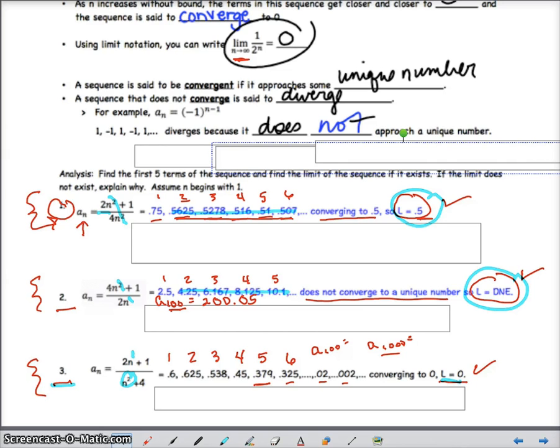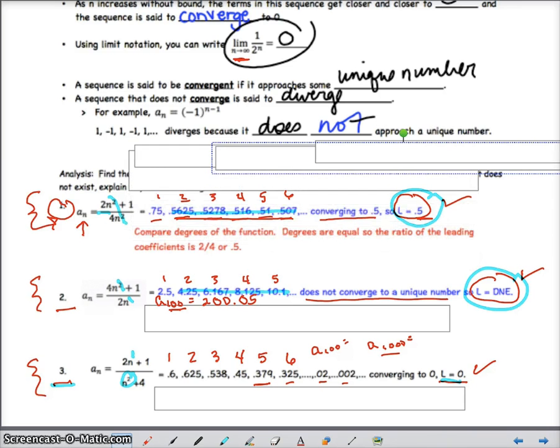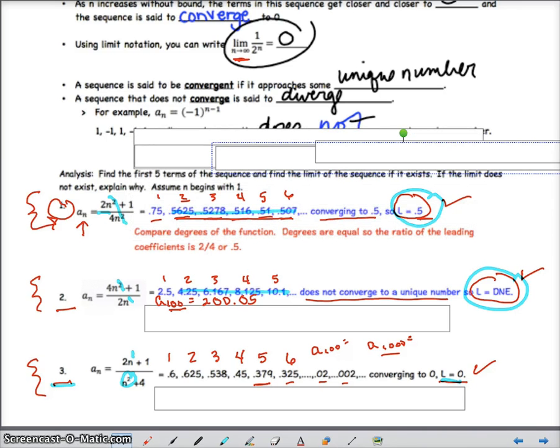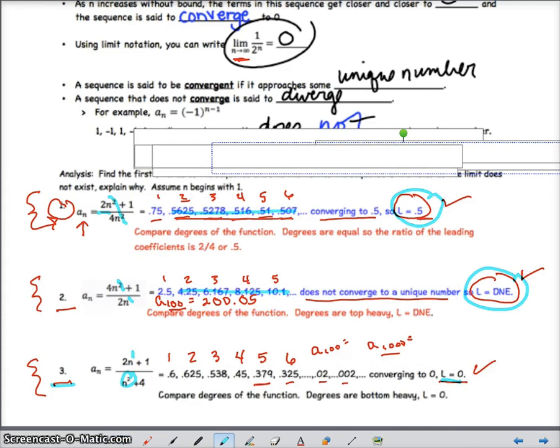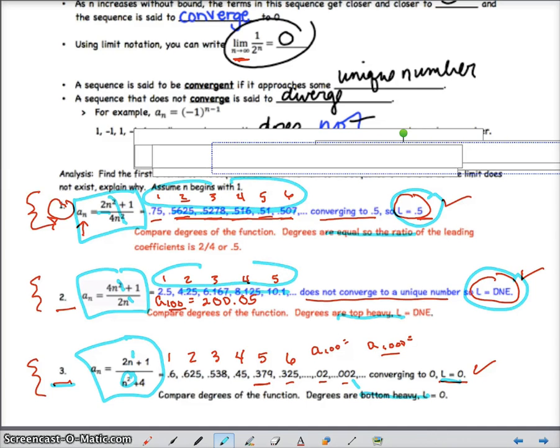So, with sequences, if we have a sequence of a rational function, we can compare the degrees of the function, and still we're looking at top-heavy, bottom-heavy, or equal. Now, if you have to find the limit of a sequence that's not set up as a rational function, then you now know how to evaluate that sequence. Find the first 5 or 6 terms, and if you're not sure about the value that you are converging on, then jump out to 100, 1,000, maybe even 10,000.